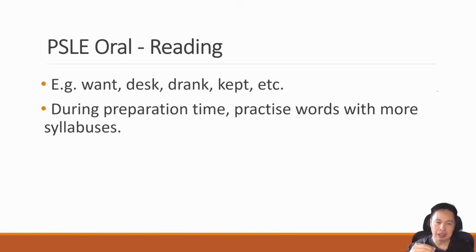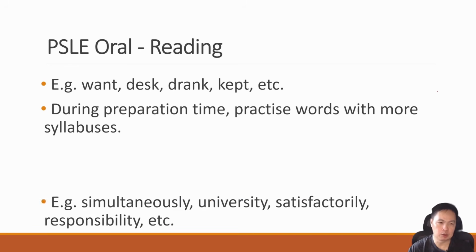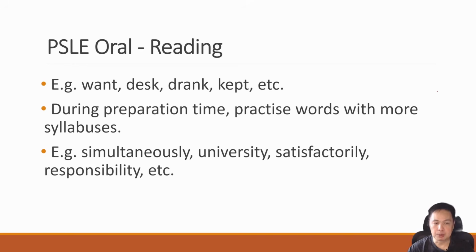So I think what is happening is that a lot of students tend to trip over the longer words. So when you're given the 5-minute prep time, just go and read a few more times so that you can read the entire sentence fluently without tripping up on the long words, right? For example, simultaneously, university, satisfactorily, responsibility, etc. Okay, so as you can see, sometimes it can be a little bit tricky just to pronounce some of the words you see on screen here.